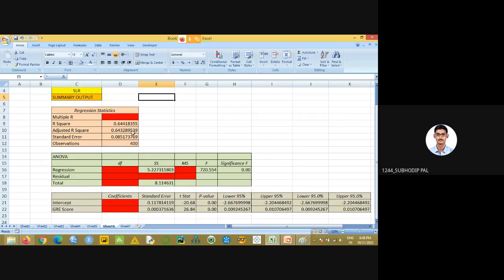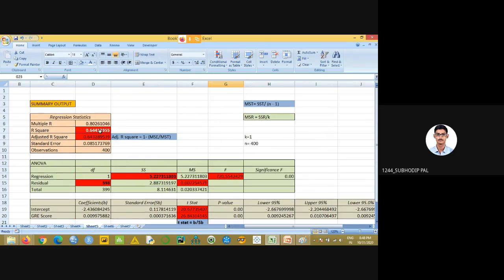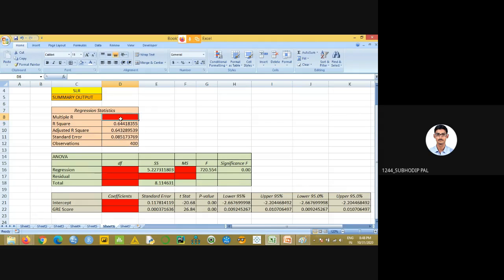Okay, I'll do that. How do you do that? Can you tell me? You didn't tell a formula for multiple R. But I told the formula of R square, right? So the square root of R square means I will get multiple R.